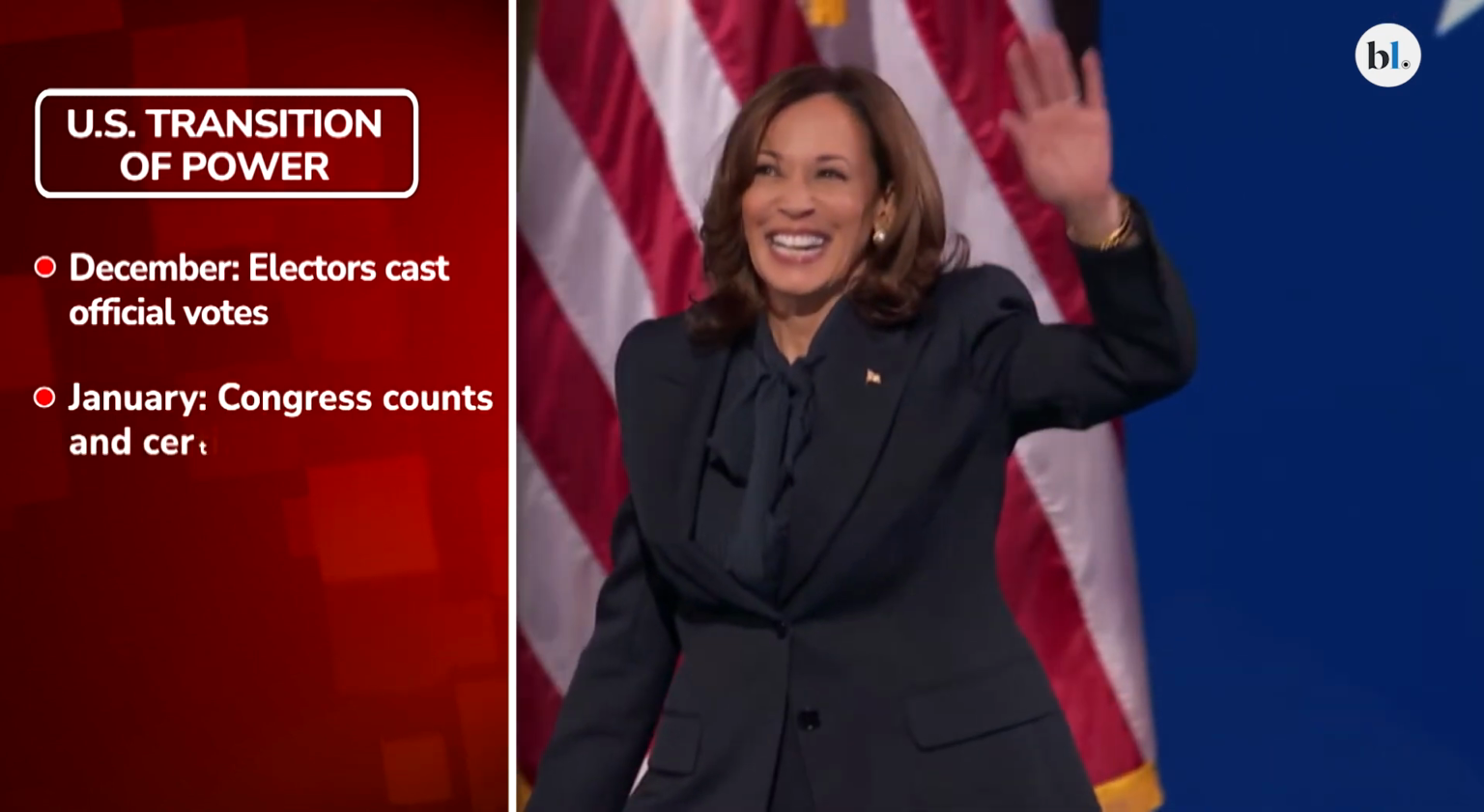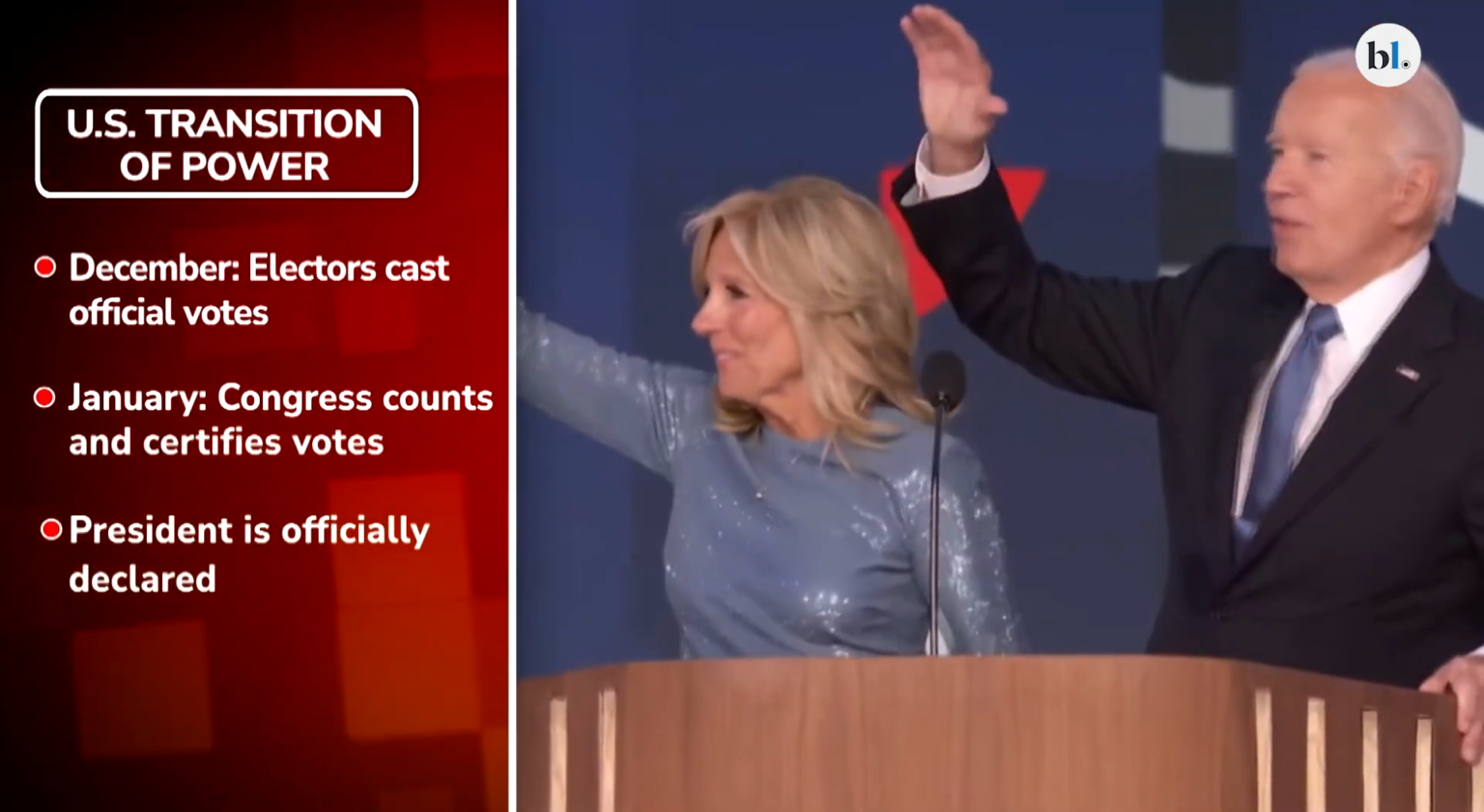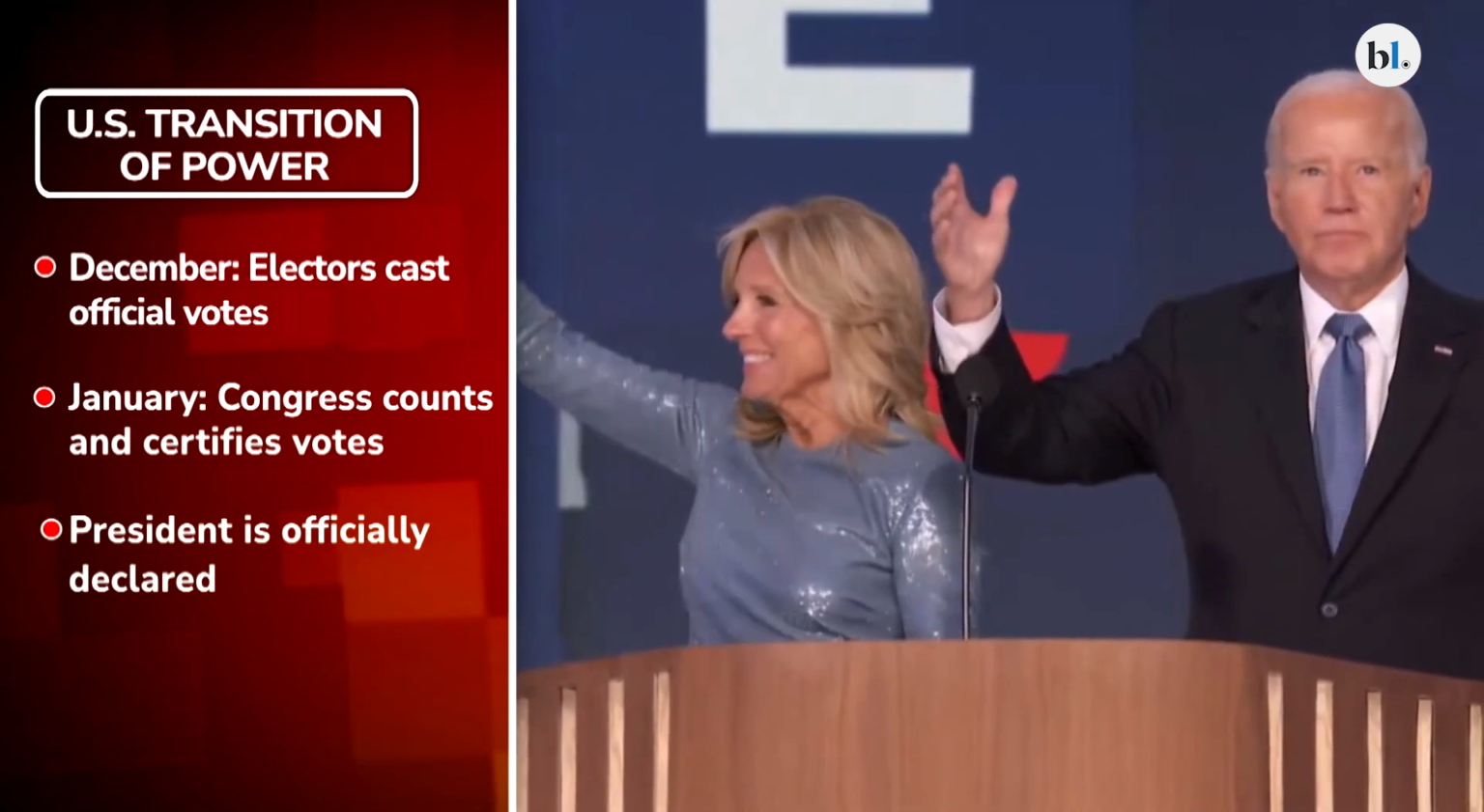The final step also differs. After the electors are chosen in the US, they meet 41 days later in December to formally cast the official votes, which the Congress counts in January to declare the next president.